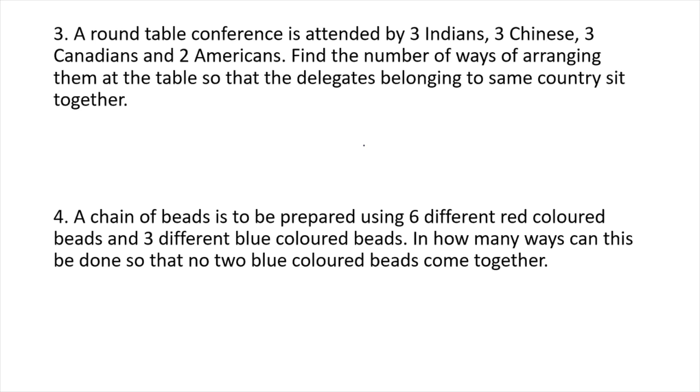After arranging these red colored beads, you can arrange the blue colored beads. You can arrange these blue colored beads in 6P4 ways. But since it is a hanging type, the total number of arrangements is going to be half of those things. So the total number of arrangements is going to be half of 6 minus 1 factorial times 6P3.